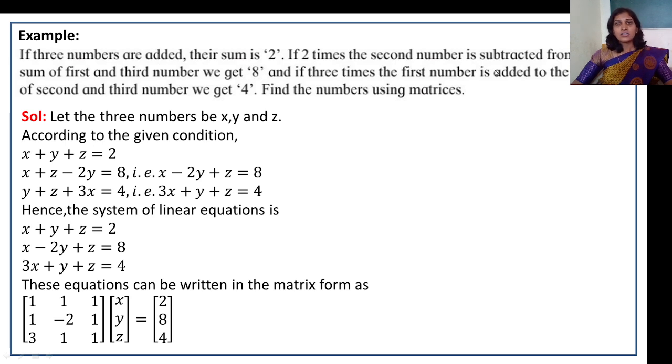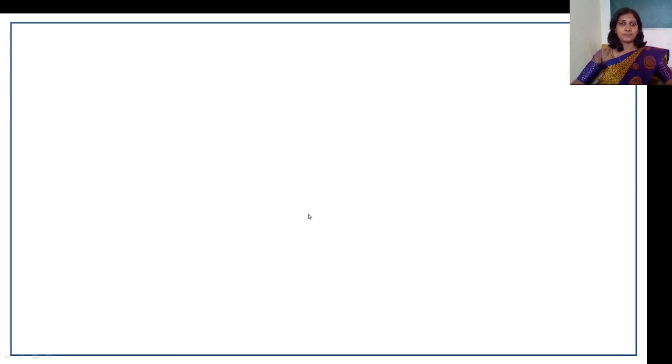Next is add second and third, that is y plus z. And here we add 3 times of first number, that is 3x, which is equal to 4. We rearrange this equation. There is 3x plus y plus z is equal to 4. In this way, we will get these 3 linear equations. Now, write these 3 linear equations in a matrix form. So, coefficients in first matrix, that is 1, 1, 1, 1 minus 2, 1 here and 3, 1, 1 is here. X, y, z are the unknowns and 2, 8, 4 is the matrix B.